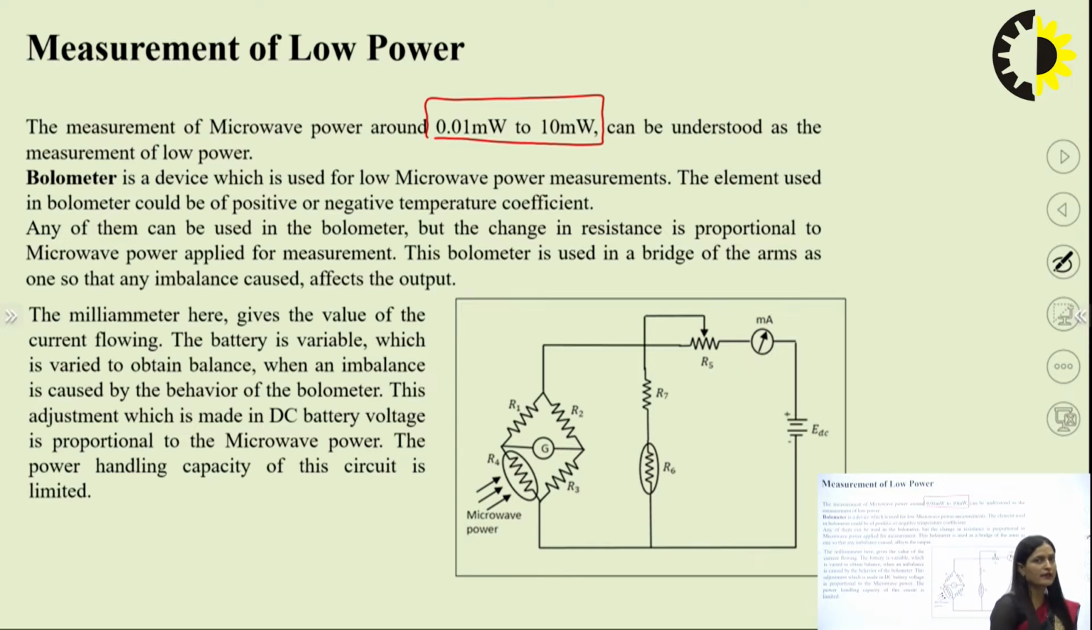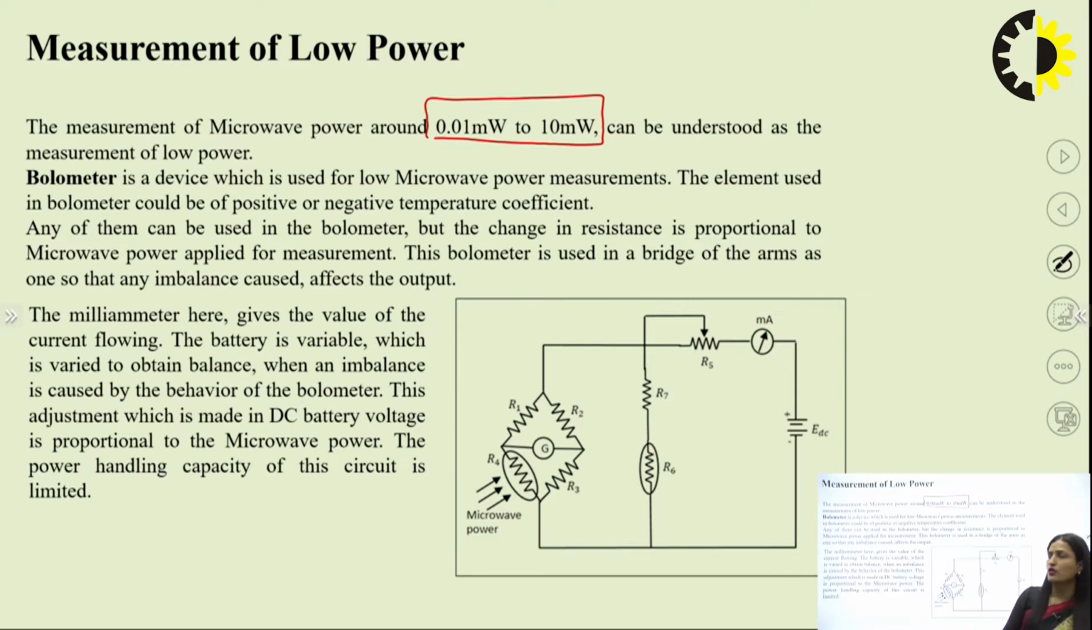but the change in resistance is proportional to the microwave power applied to the system. See here, this is a bridge, and at one arm of the bridge we are providing microwave power, and we want to measure this power. What is the value of this power? Okay, so when we are providing power here, the resistance of this arm is going to change because we are providing a bolometer here. So if we are using a negative temperature coefficient bolometer, and we provide power to this, then the resistance is going to decrease like this.